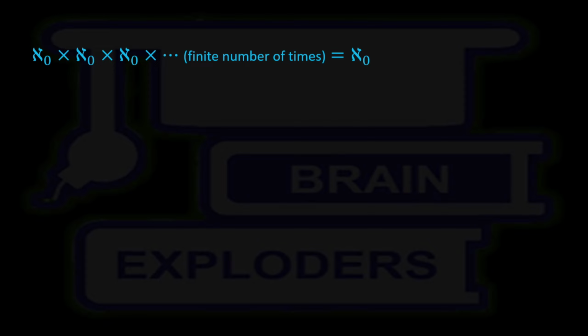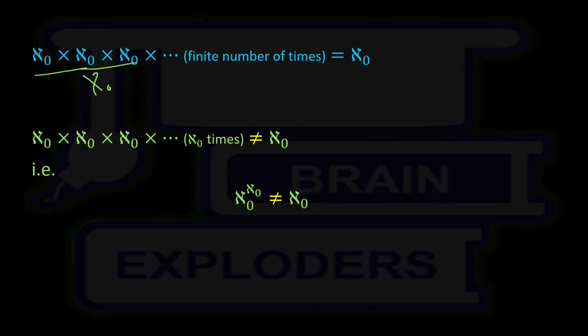Now, aleph naught times aleph naught is aleph naught squared, and aleph naught squared is again equal to aleph naught. So if we multiply it again by aleph naught, then aleph naught times aleph naught times aleph naught is again equal to aleph naught. In this way, if we multiply aleph naught with itself a finite number of times, it is again equal to aleph naught. But we will see that if we multiply it aleph naught number of times, it is not equal to aleph naught.